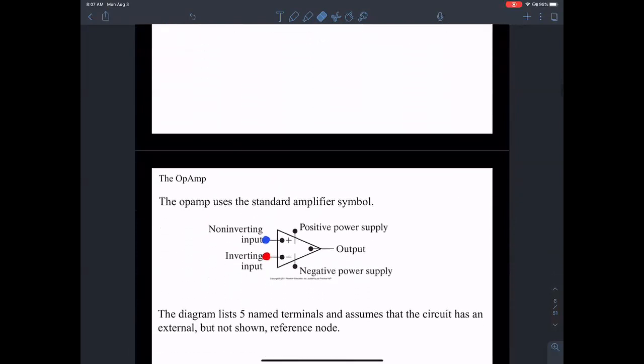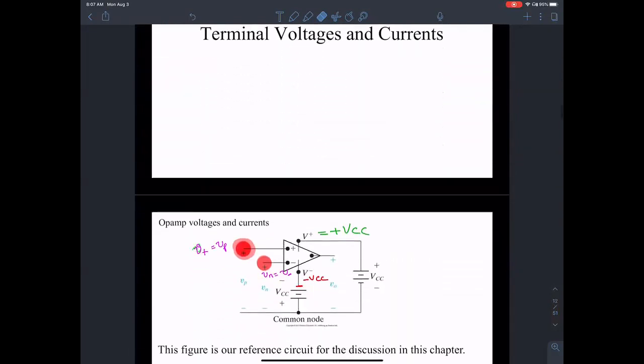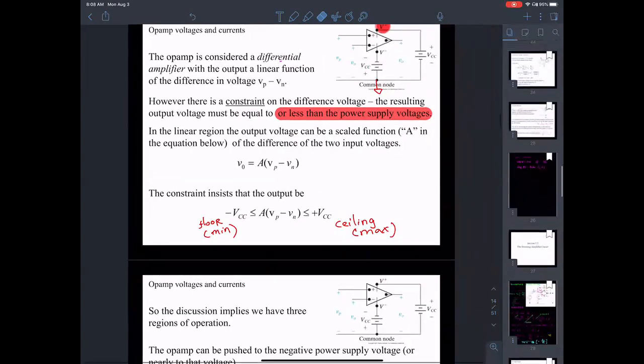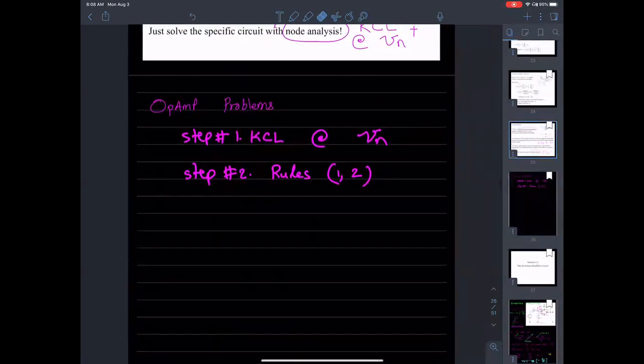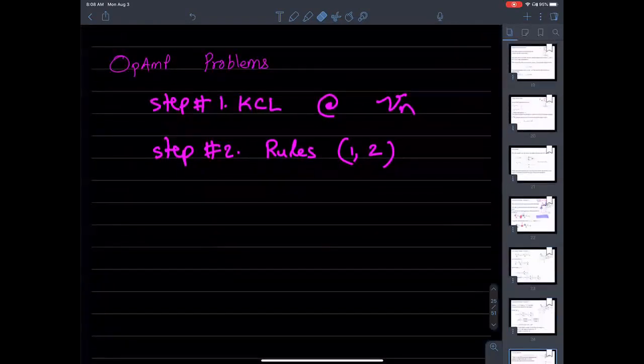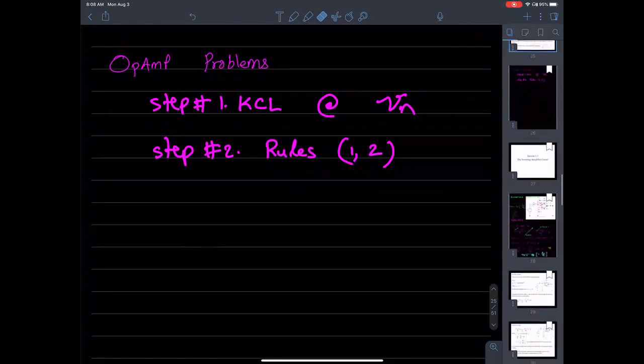Then I gave you techniques, the general procedure to solve op-amp problems. The generic approach is to start with KCL at Vn, because your negative feedback is at the Vn terminal. You begin by writing KCL at the Vn node. Step 2 is to apply the different rules, rule number 1 and 2.